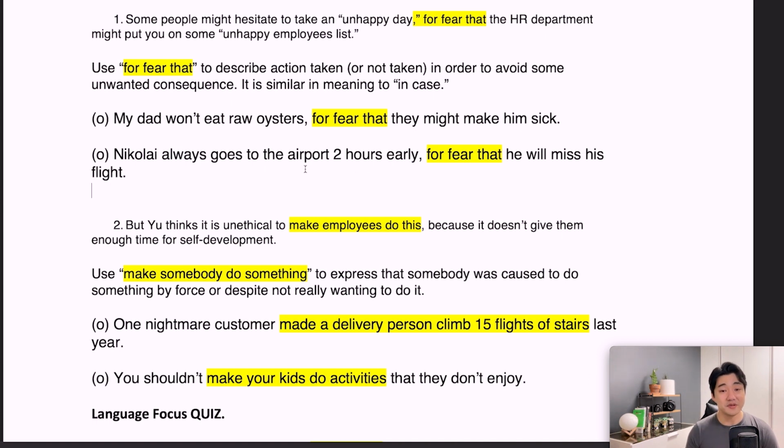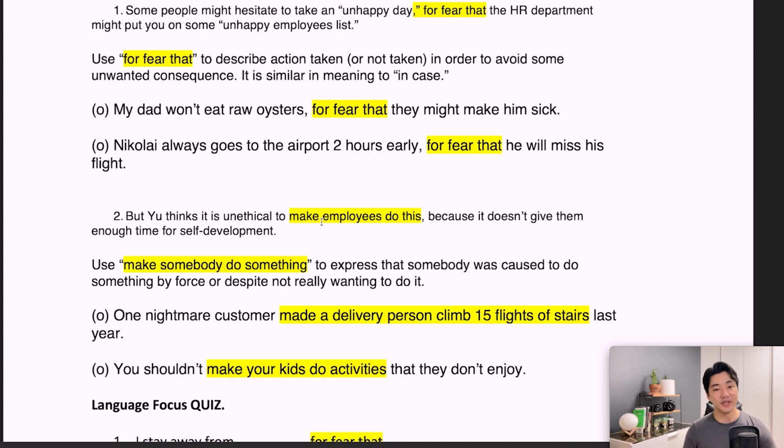Nikolai always goes to the airport 2 hours early for fear he will miss his flight. I'm also the same. It's like these two examples were written about me. So "니콜라이는 비행기를 놓치는 게 두려워서 항상 공항에 2시간 일찍 도착합니다." It's the same with me. I'm 100% the same. I hate the thought of missing a flight, so therefore I always get there 2 hours early. Okay, moving on to number 2 now.